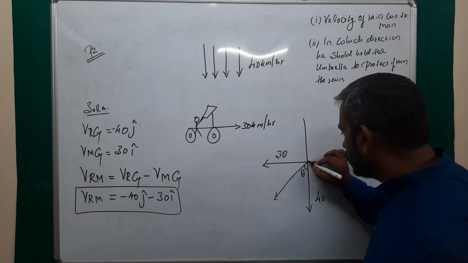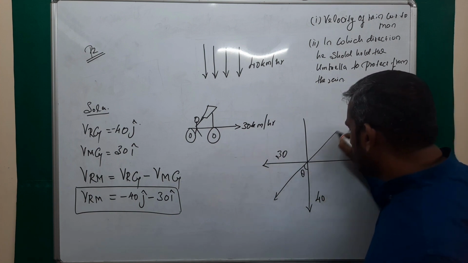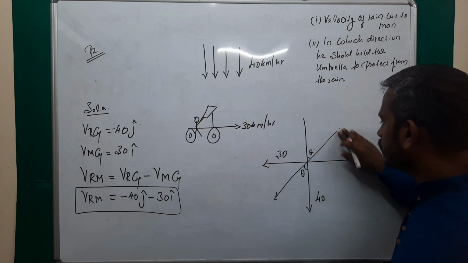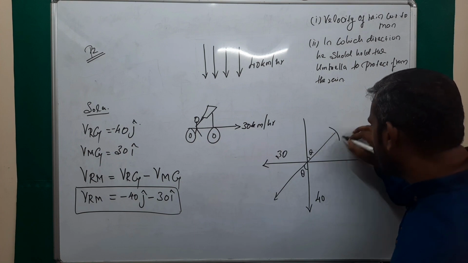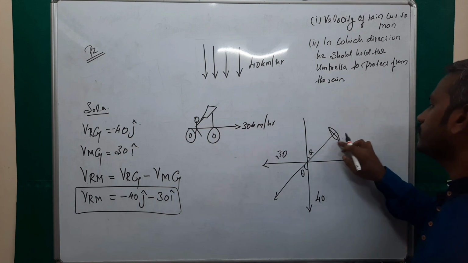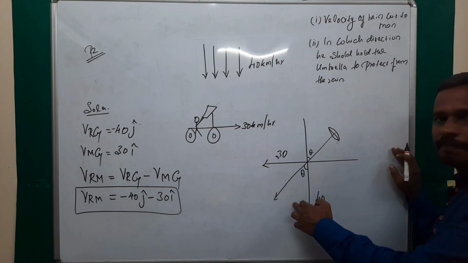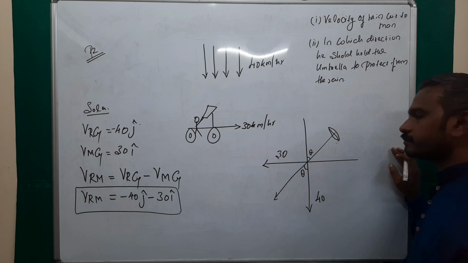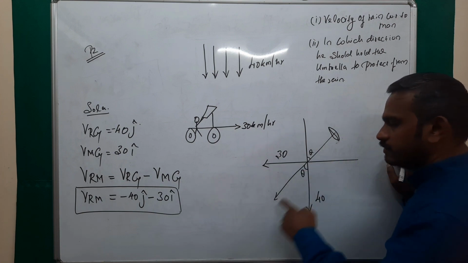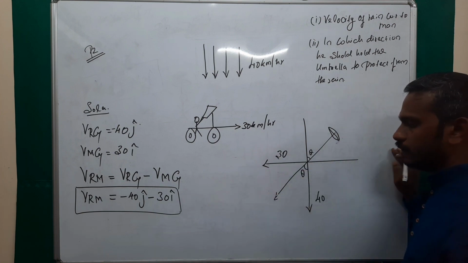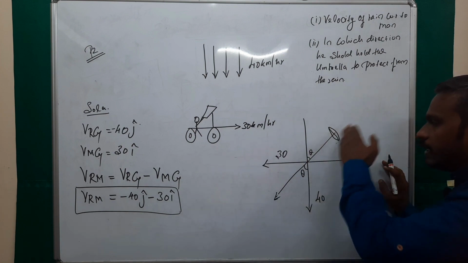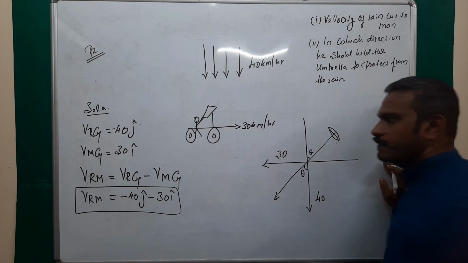So if this angle is theta, this angle is also theta. So he should hold the umbrella in this direction. He feels that the rain is coming in this direction, which makes an angle theta with the perpendicular. So he should hold the umbrella like this, in the negative direction.